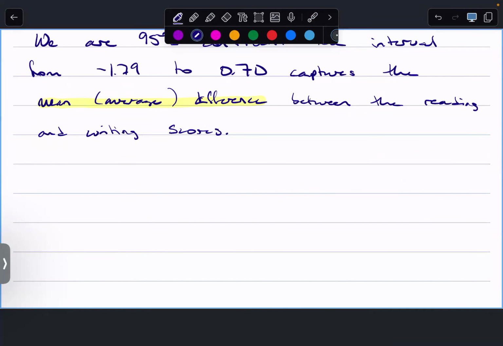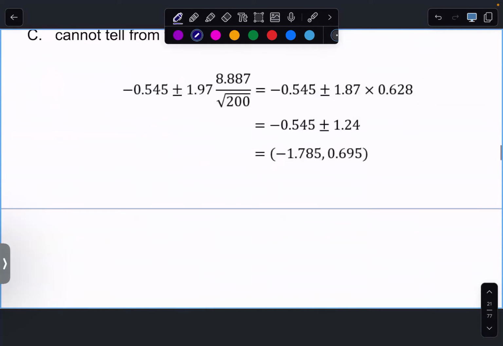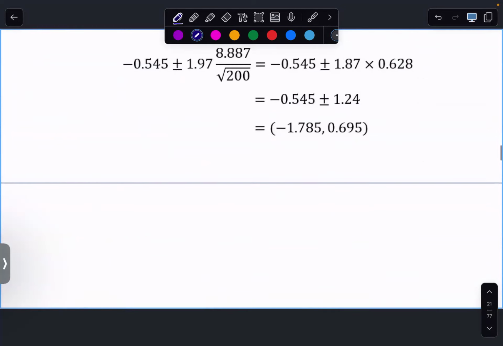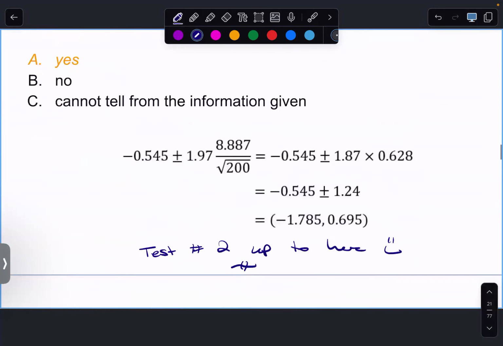All right. They did the calculation, but not the interpretation, but I want to see the interpretation, of course. Test number 2 is up to here. Up to here. And then we'll start the difference in 2 means next day.